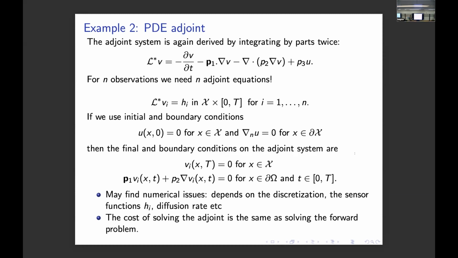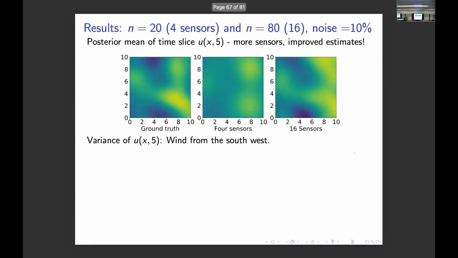But we're doing everything by finite differences, so we can control all of this ourselves. If you're using a fancy piece of software to solve your PDE, you need some care there, but I'm not the person to talk about that. The other thing to note is that the cost of solving the adjoint is approximately the same as solving the forward system.